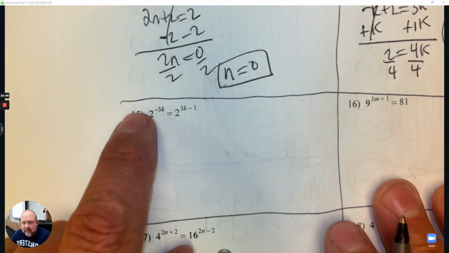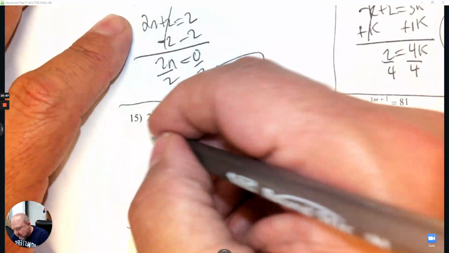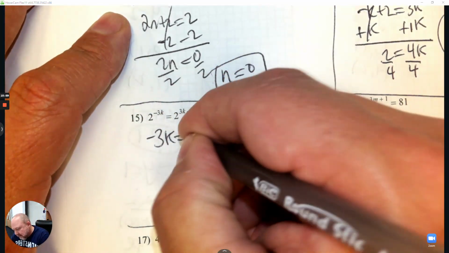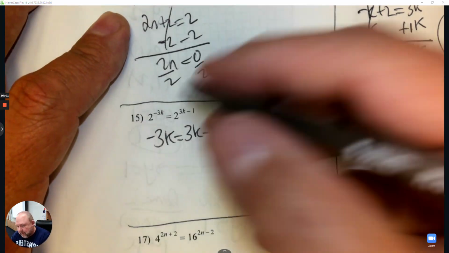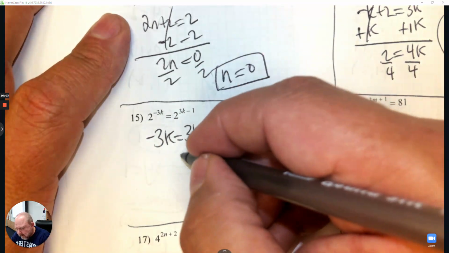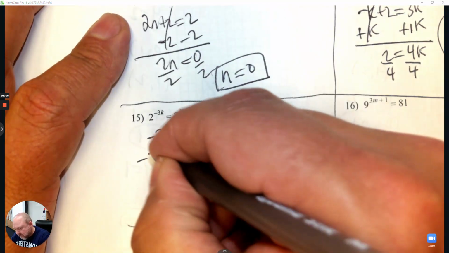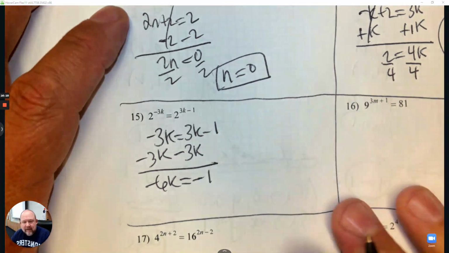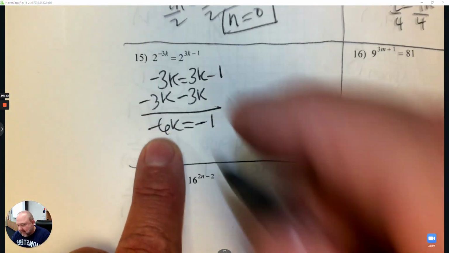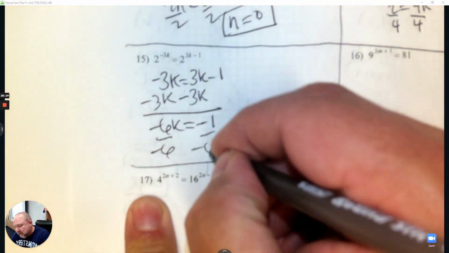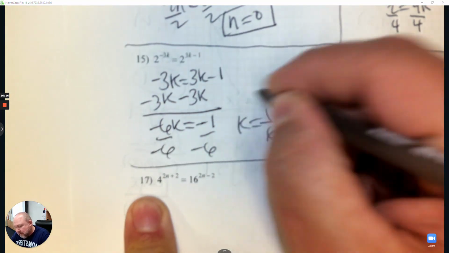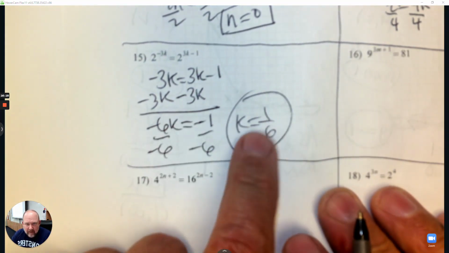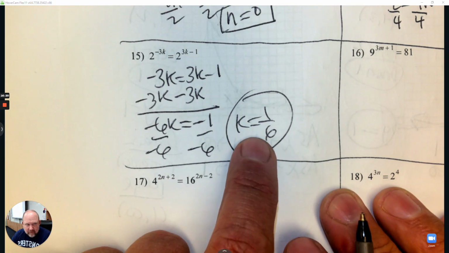Number 15. The bases are the same, so we take the exponents and make them equal to each other. So what's a good move here? I'm probably going to subtract 3k to save some steps, though I usually like making the variable positive. Then I'm going to divide by -6. I need to know that a negative divided by a negative gives me a positive answer of 1 over 6.